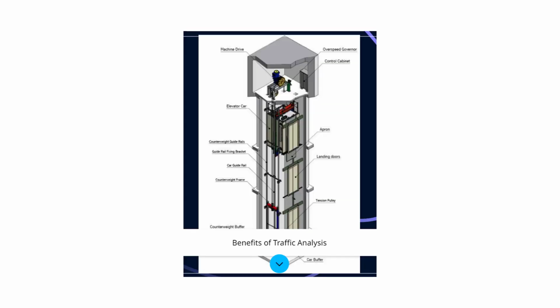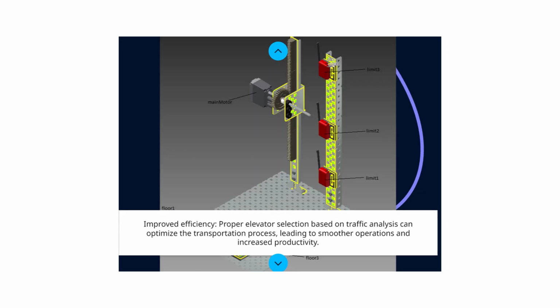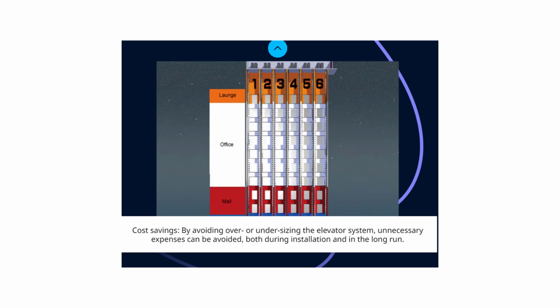Benefits of traffic analysis. This slide highlights the benefits of conducting a thorough traffic analysis before selecting elevators. Reduced waiting times. A precise analysis ensures that enough elevators are available during peak times, reducing waiting times. Improved efficiency. Properly selected elevators optimize the movement of people, preventing bottlenecks and improving the building's overall operation. Enhanced user experience. By providing efficient, reliable service, elevators improve the overall experience for tenants, employees, and visitors. Cost savings. Traffic analysis helps prevent the costly mistake of installing too many or too few elevators, saving both initial costs and long-term operating expenses.